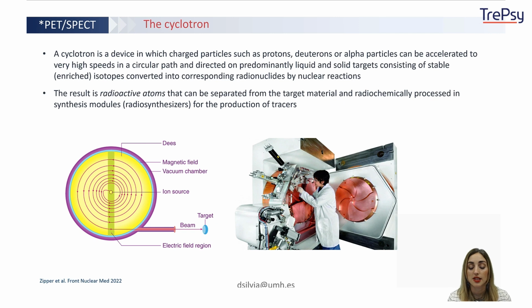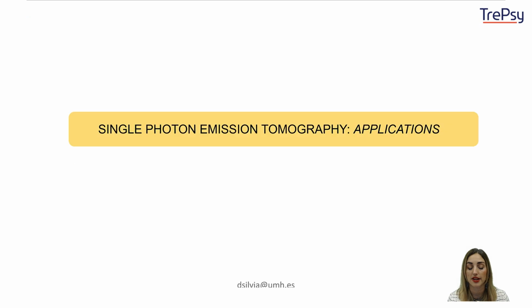And this is a real-life picture. I think this is a GE cyclotron. So you can see that the dimensions are relatively compact. And it has to be, as I said, in the proximity of the PET or the SPECT scanner.